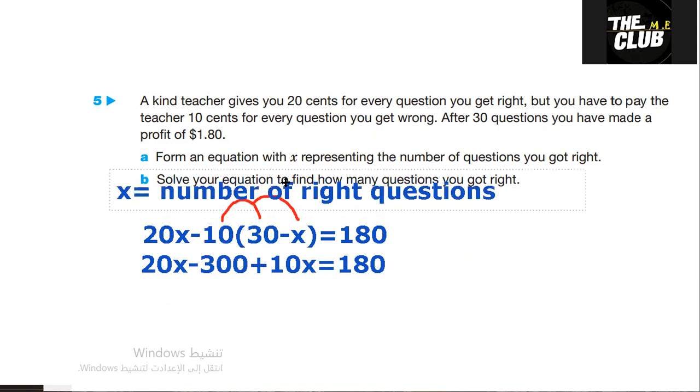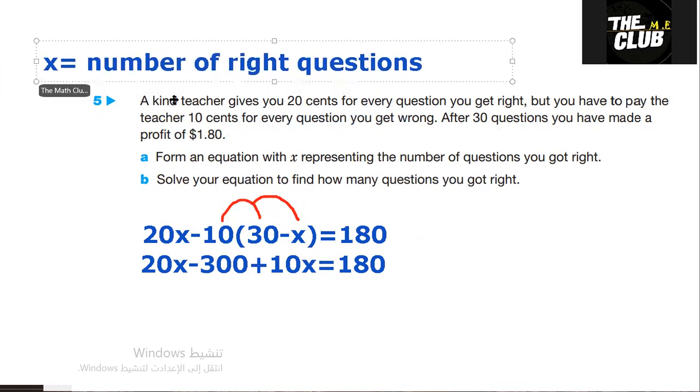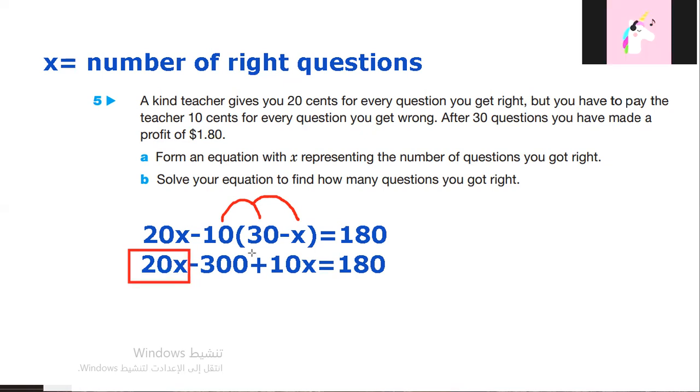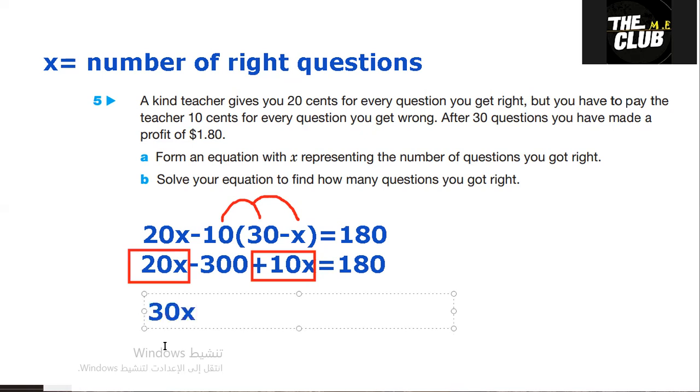Now, after doing this, we can add like terms together. Where are the like terms? The 20x and the 10x, together they make 30x. And then minus 300 equals 180.